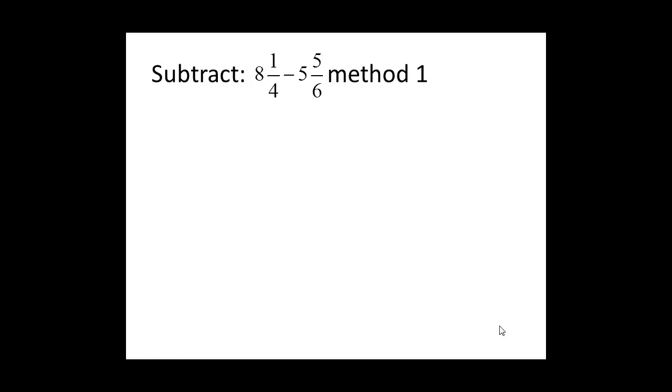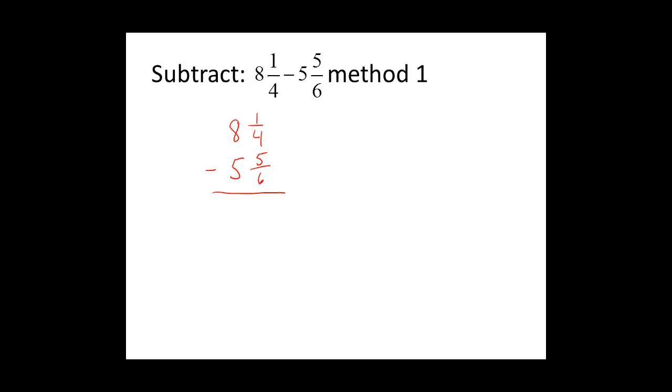Subtract 8 and 1/4 minus 5 and 5/6 using method 1. Method 1, we will line up our whole parts and our fraction parts and subtract. We will write this vertically, and we notice that we do not have common denominators. So we need to find a common denominator for 4 and 6.